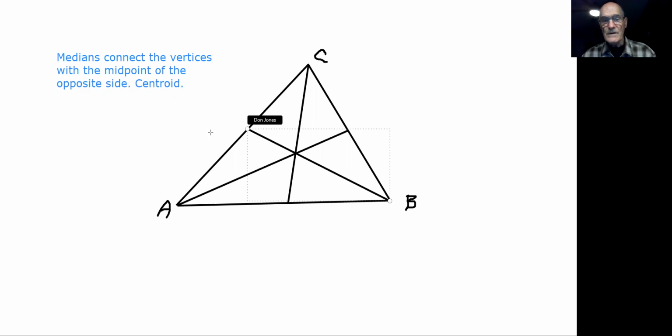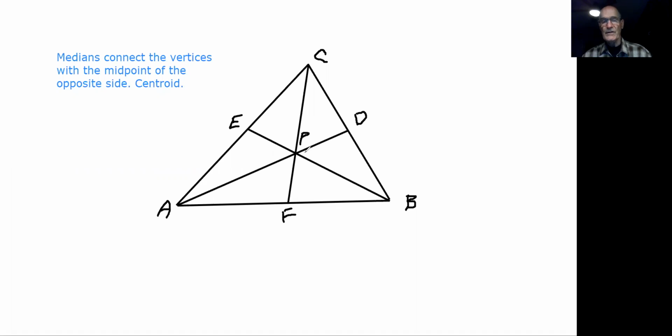So what you see here, let's say this is D, and this is E, and this is F. Now we call the concurrent point the centroid.